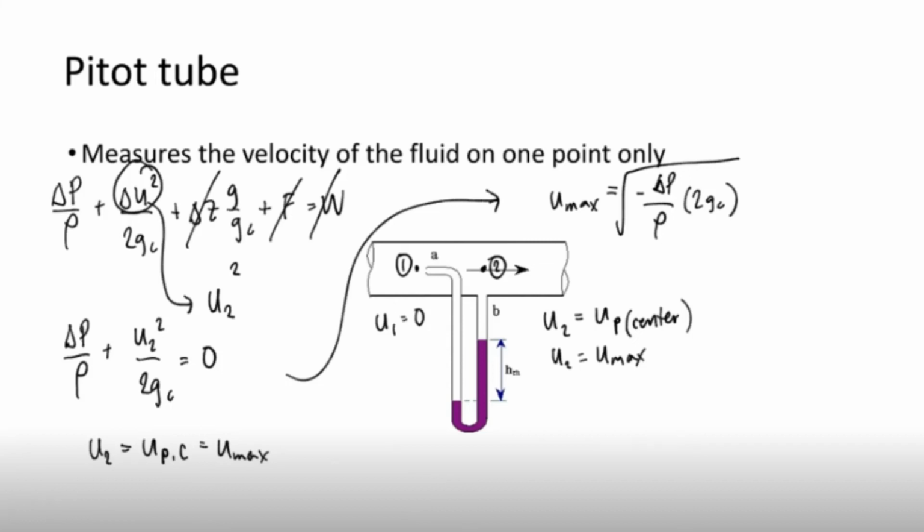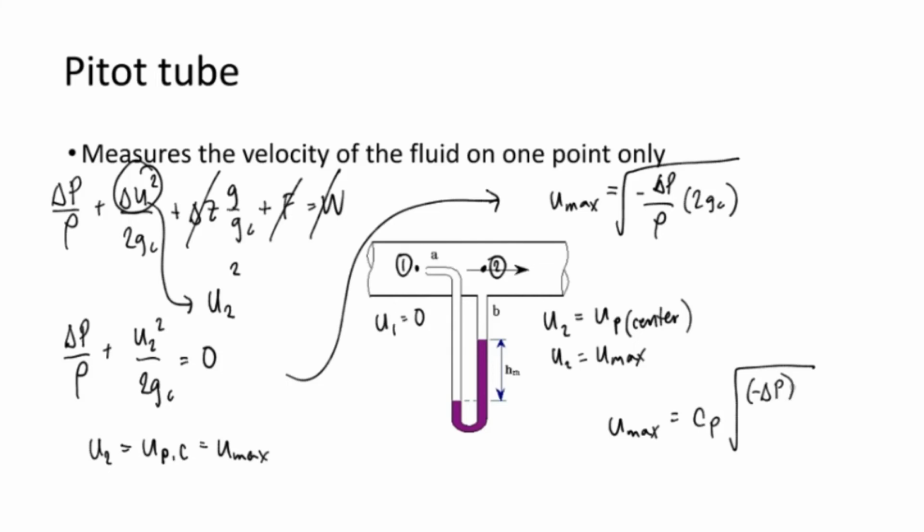However, like what we did earlier, we have to insert our correction factor for the Pitot tube. So we can say that our final equation is U max equals Cp times the square root of the pressure drop, negative delta P, times 2gc over the density of the fluid. Cp, in this case, is the Pitot tube coefficient.